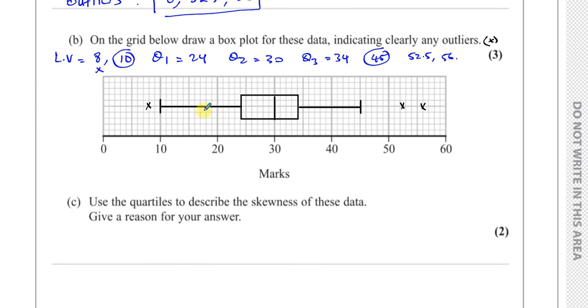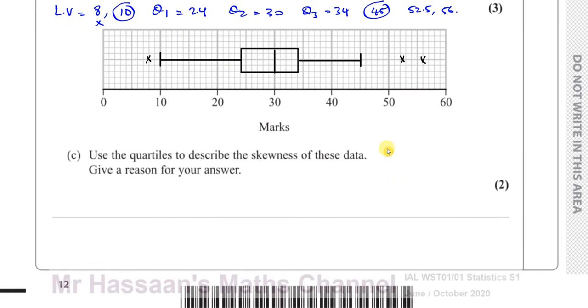Part C says, use the quartiles to describe the skewness of these data. We have Q1 is 24, Q2 is 30, and Q3 is 34. We can see very clearly that Q2 is closer to Q3 than it is to Q1. So this is going to have negative skew because the data is more concentrated on the higher values. If you were to draw a distribution, it would look something like this, more concentrated on the higher values, so the tail would point to the left, so it's negative skew.